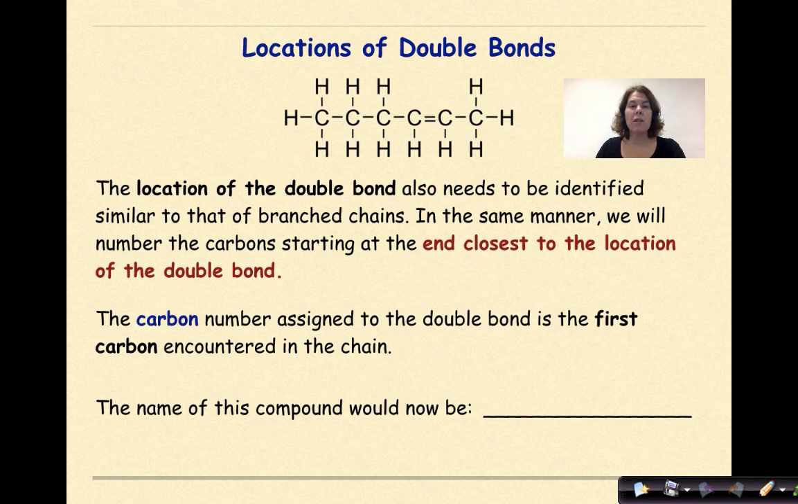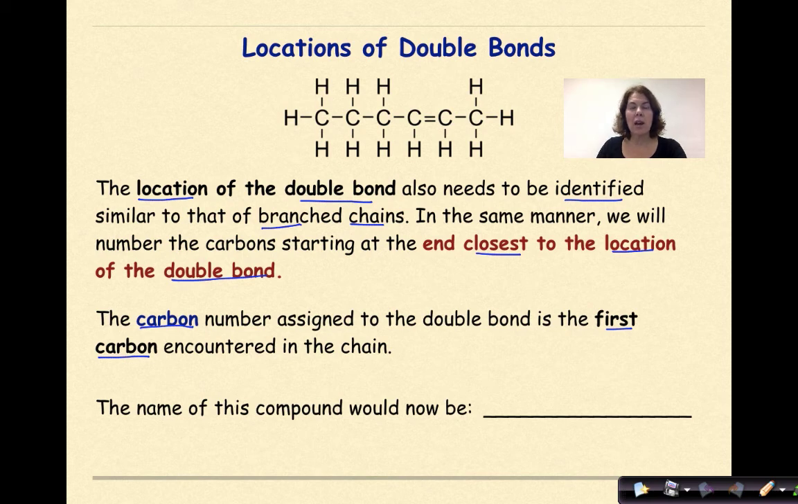Location of double bonds. The location of the double bond also needs to be identified, similar to that of branching chains. In the same manner, we will number the carbons starting at the end closest to the location of the double bond. The carbon number assigned to the double bond is the first carbon encountered in the chain, and that's really important.